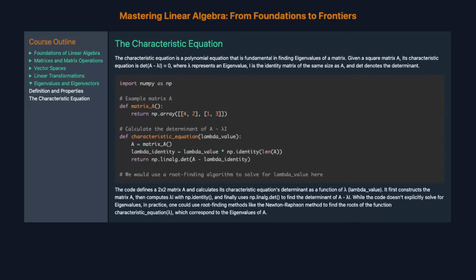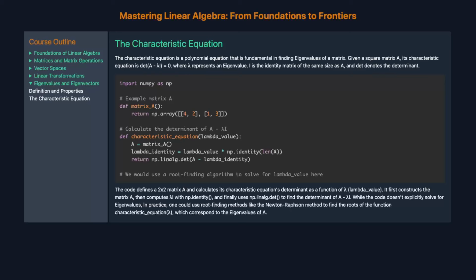The characteristic equation. The characteristic equation is a polynomial equation that is fundamental in finding eigenvalues of a matrix. Given a square matrix A, its characteristic equation is det(A minus lambda I) equals 0, where lambda represents an eigenvalue. I is the identity matrix of the same size as A, and det denotes the determinant.